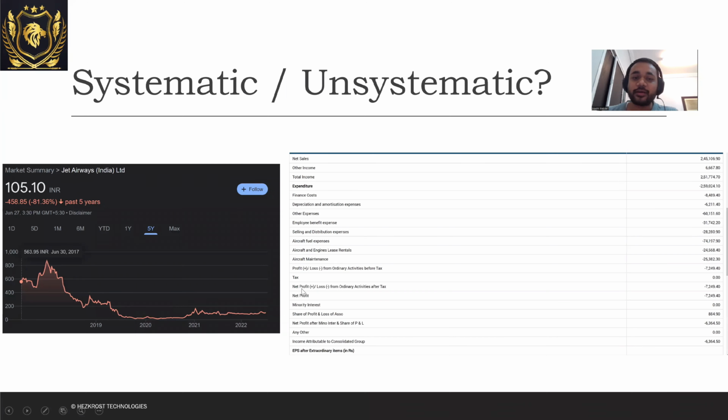And if you look at the balance sheet, you'll see that most of the things are negative. I won't go into much detail of everything. But what you can look over here is that the net loss was around 7,250 crores for Jet Airways. And you can see the stock plunging about 81%. So again, systematic or unsystematic?